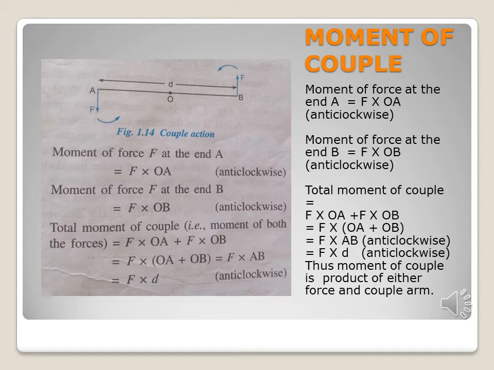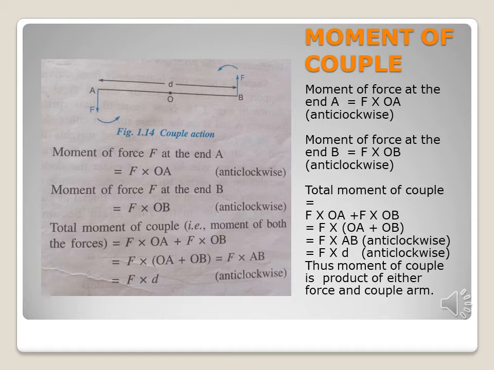Next, we are going to talk about moment of couple. The figure illustrates the effect produced by a couple. AB is a bar which is pivoted at a point O. At the ends A and B, two equal and opposite forces, each of magnitude F, are applied. The perpendicular distance between the two forces is AB, and it has been marked here as D, which is called the couple arm. The two forces cannot produce translational motion as their resultant sum in any direction is 0.